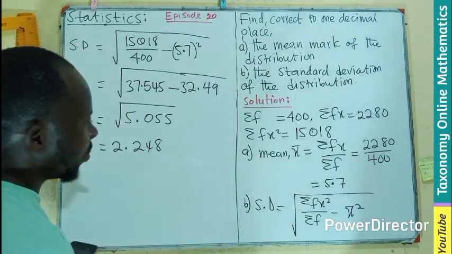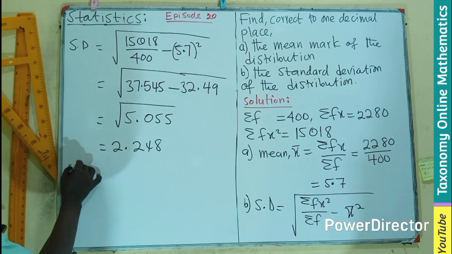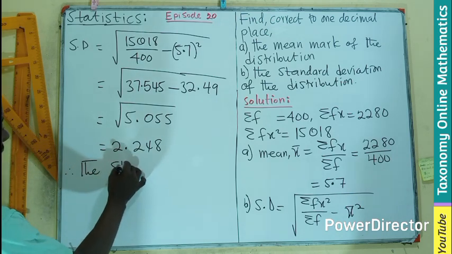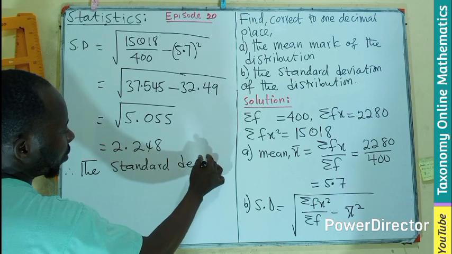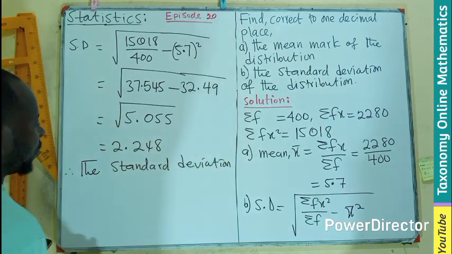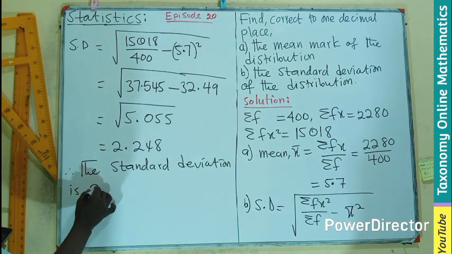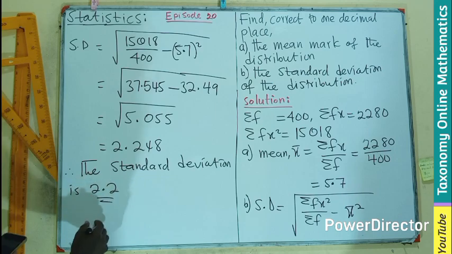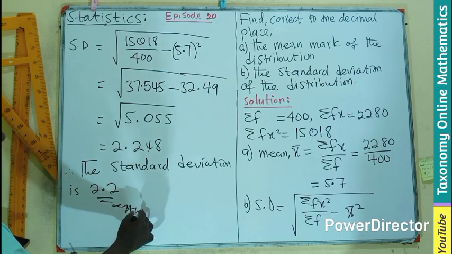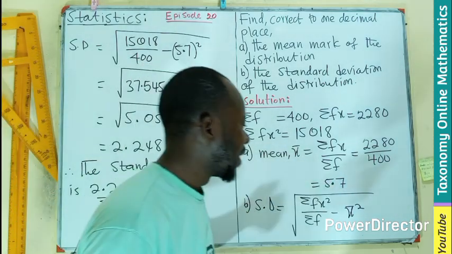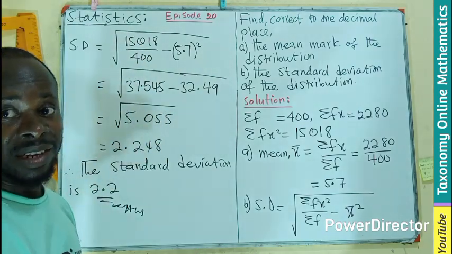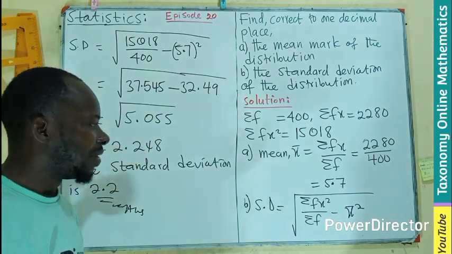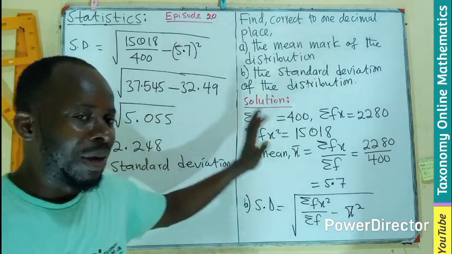Are we told to leave it in any decimal place? Find correct to one decimal place. So we can see that therefore the standard deviation is going to be 2.2, to 1 decimal place. Just like we have this one be 5.7, that one is exactly 5.7. I guess the concept is clear.